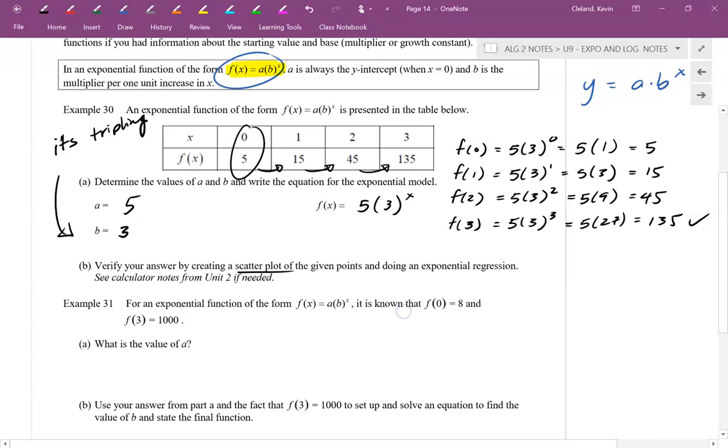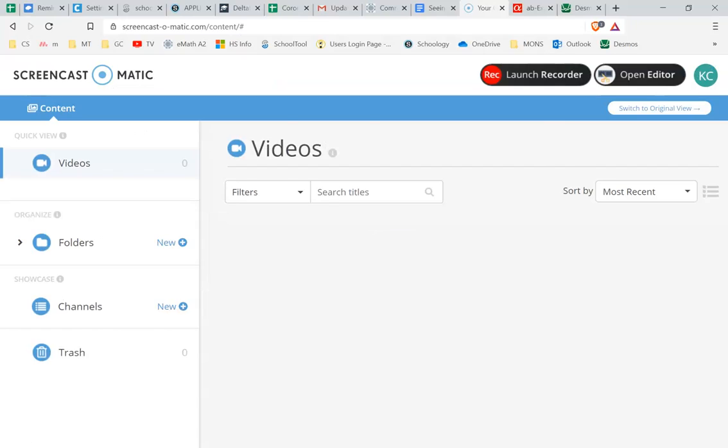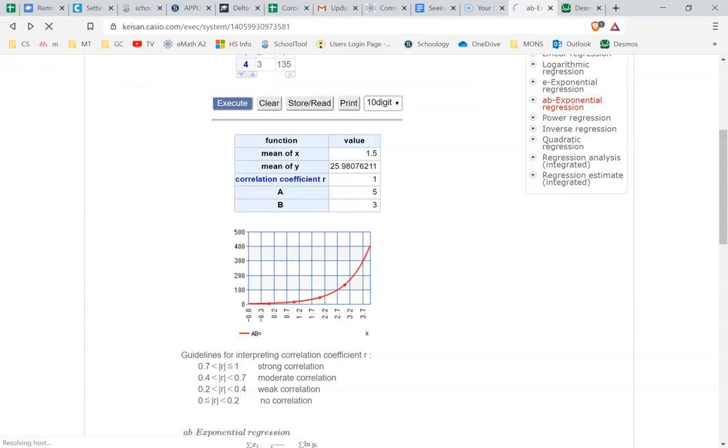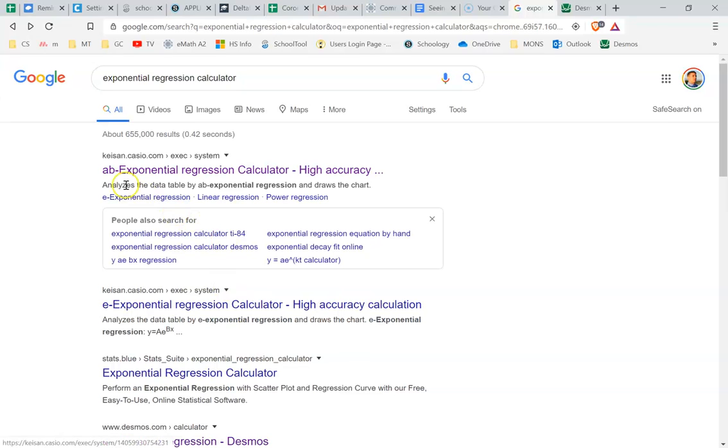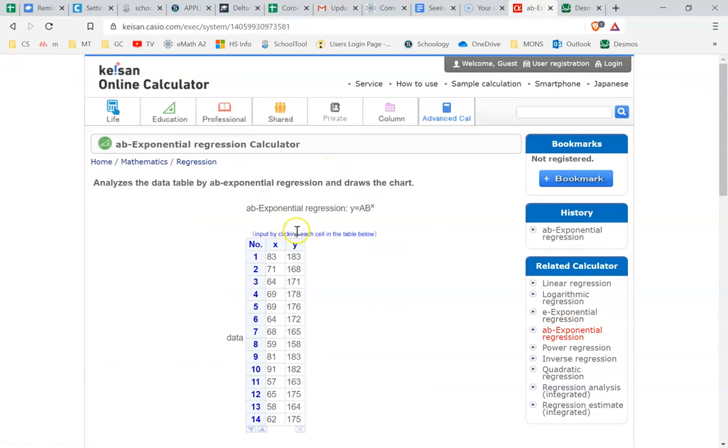Okay. Let's see how to do that with a scatter plot. I found one just by Googling exponential regression calculator. So go ahead and do that. This is the first result that came up. We're looking for an AB exponential regression, not an E exponential regression. That's a different kind of growth rate.